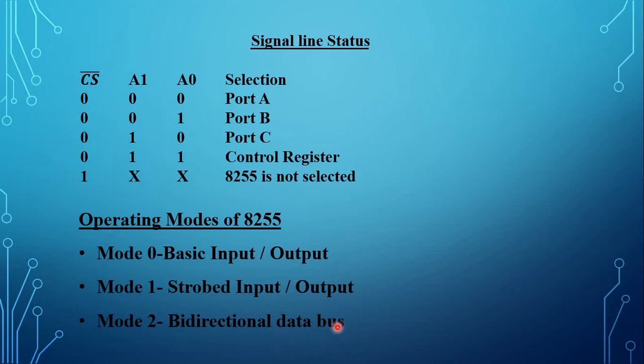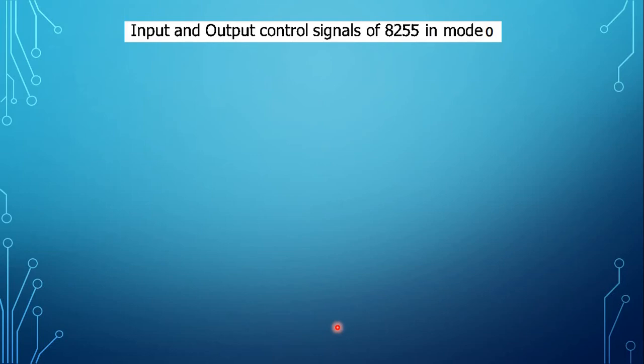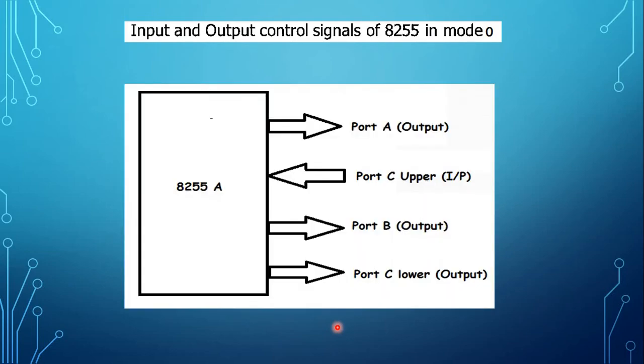Let's see them one by one. The first one is mode 0. In this mode, all ports function as simple input or output ports. Port A, port B, port C upper and port C lower can be used individually either as an input port or as an output port in 16 different combinations.